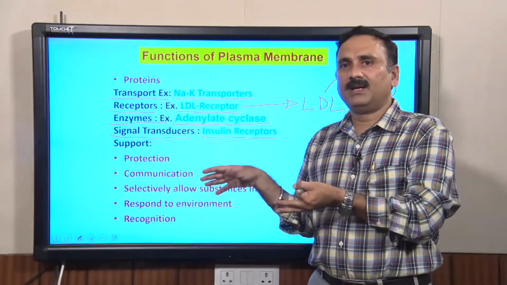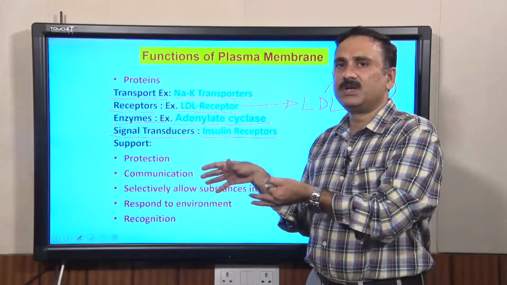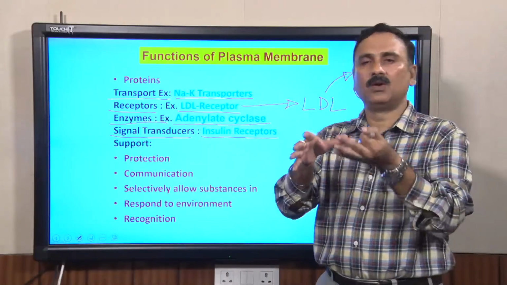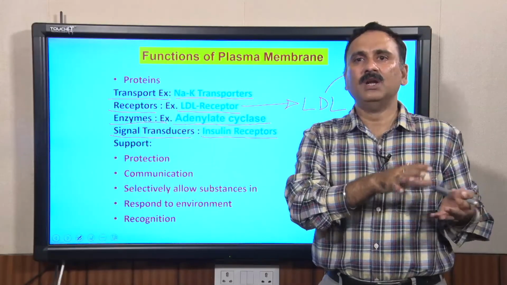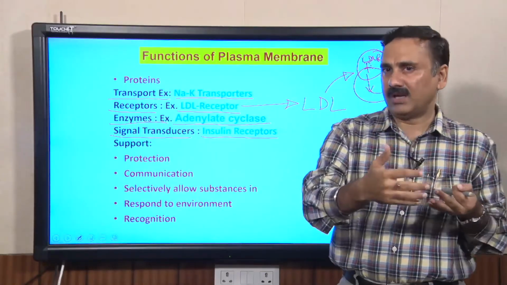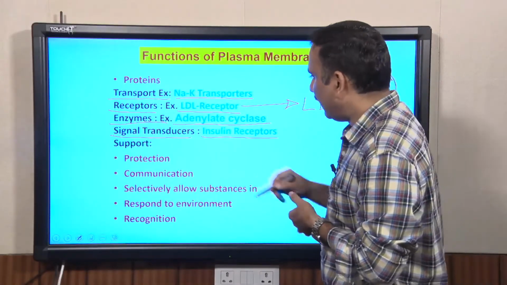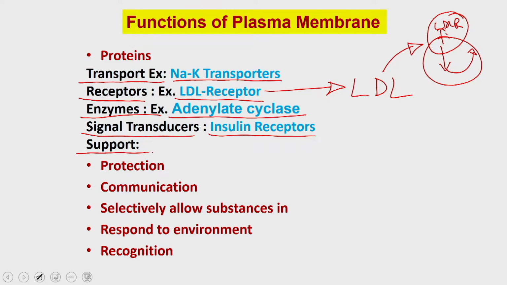When you require the energy, then the glycogen is going to be broken down and glucose is available for the cell to utilize in the metabolic reactions. Apart from that, it also acts as a support system. That support system is required for providing protection, for communication to the neighboring cells, and it also allows the selective entry or exit of substances within or outside the cell.